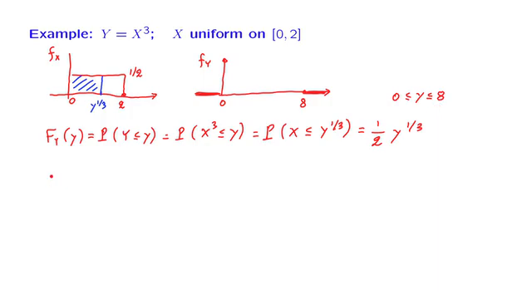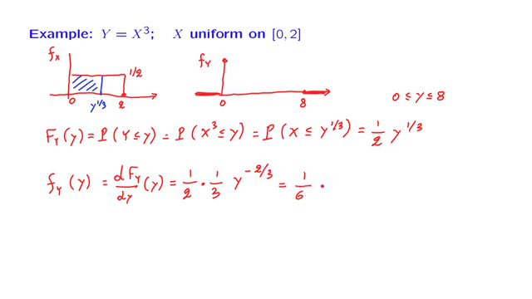This completes step 1. The second step is simple calculus. We just need to take the derivative of the CDF, and the derivative is 1/2 times 1/3, this exponent, y to the power of minus 2/3, or in a cleaner form, 1/6 times 1 over y to the power 2/3.